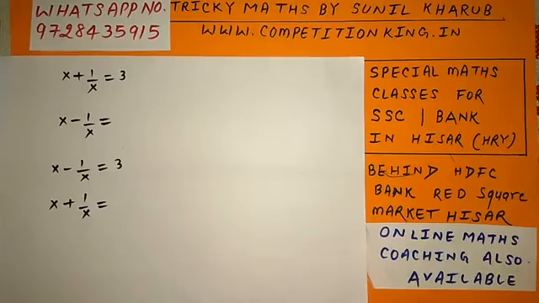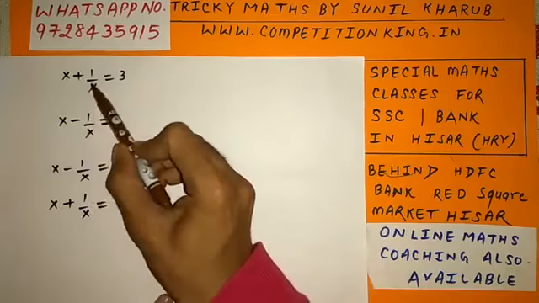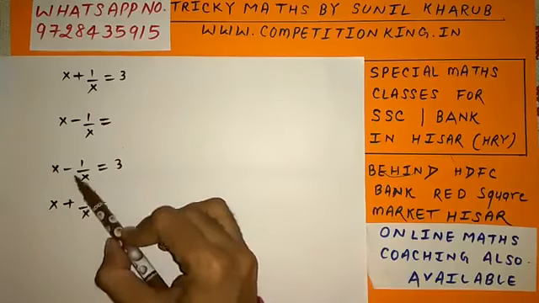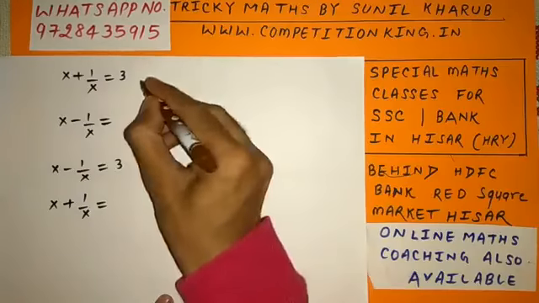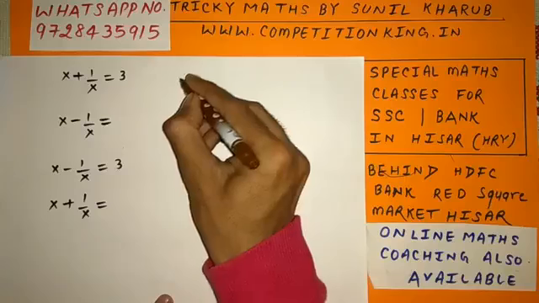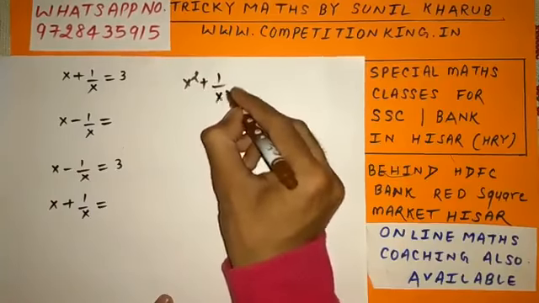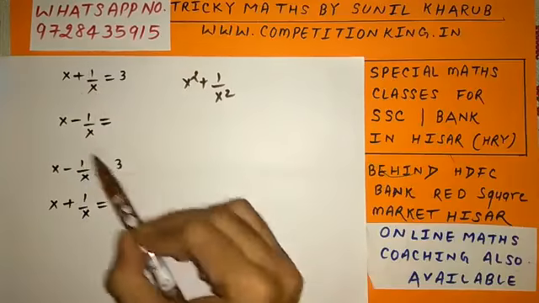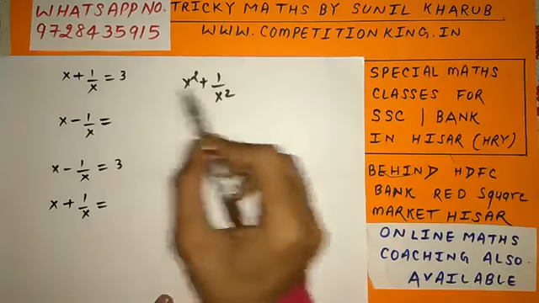Students, now we will see how we can find the value of x minus 1 by x when x plus 1 by x is given, or x plus 1 by x when x minus 1 by x is given. As you know, from both of these I can find the value of x square plus 1 by x square if either x plus 1 by x or x minus 1 by x is given. So first find the value of this.